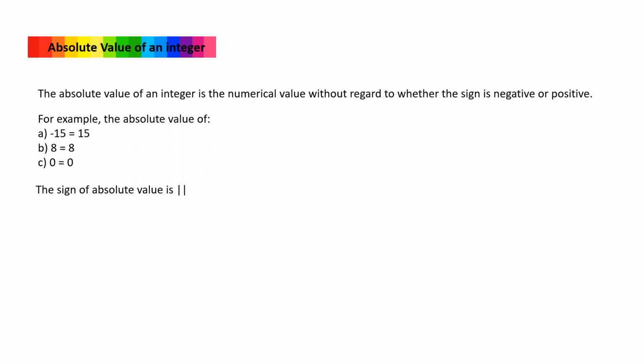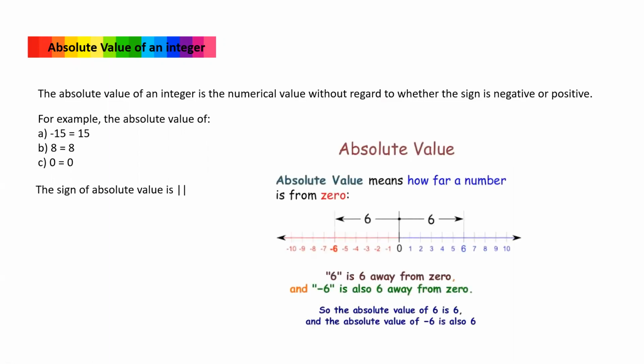The sign of absolute value is this. So the numbers come in between them. A simplified version of explanation here is given in the image. Absolute value means how far a number is from 0, right? So this is why I say minus 15 is 15. That's because the distance of minus 15 and 0 is 15, right? So please pause the video here again and go through this image carefully.